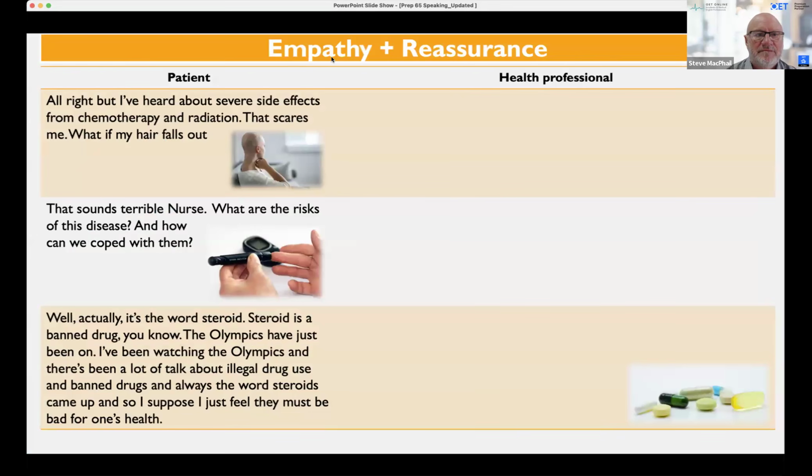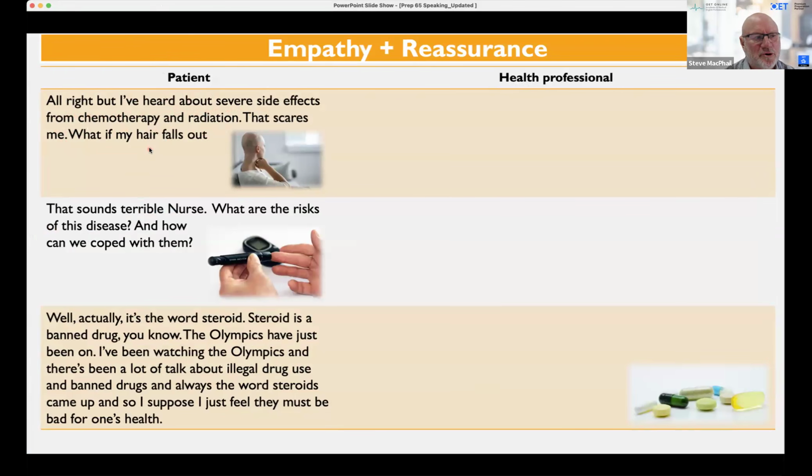All right, now that's embedded questions. Let's now look at empathy plus reassurance. So I've got a bit of a dialogue going on here, everyone, and we've got patient language, and we're going to look at the health professional's response. So patient says, all right, but I've heard about severe side effects from chemotherapy and radiation. That scares me. What if my hair falls out? So the patient's expressed a concern.